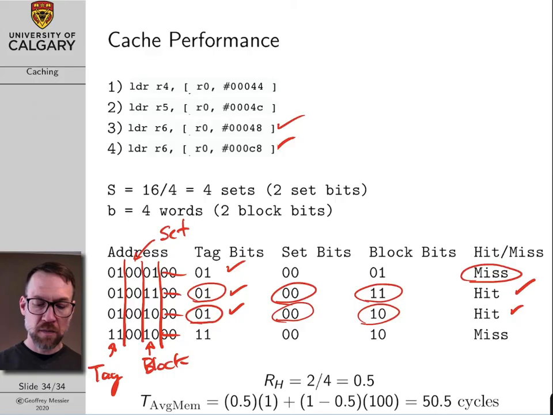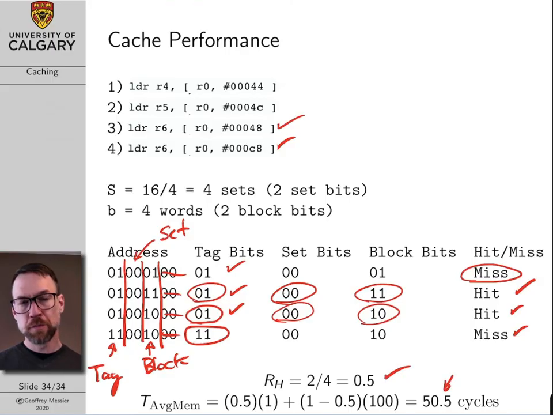And then finally, we load address C8. Here, our tag bits have changed. And so that means that we have a miss in the last one. And so our hit rate, very simply, we've had 4 memory accesses. 2 of them were hits. So our hit rate is 50%. And then our average memory access time is 50.5 cycles.